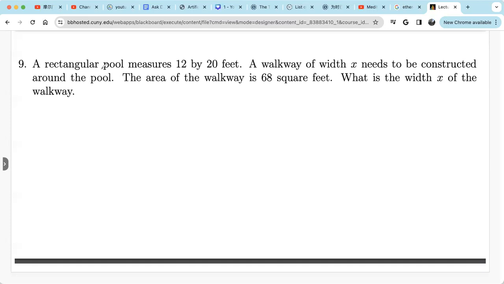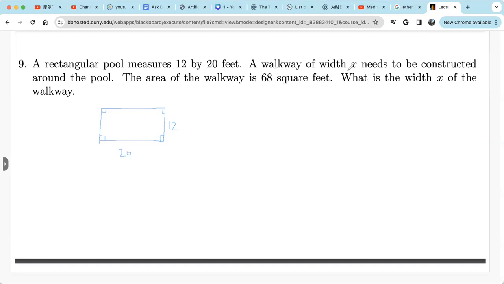So a rectangular pool measures 12 by 20 feet. Let's imagine a rectangle pool. Rectangle means the two opposite lines are parallel. All the interior angles are 90 degrees. And the two lengths are the same and the two widths are the same. Okay, so it says it measures 12 by 20 feet. So let's write down: the length is 20 feet. The width is 12 feet.